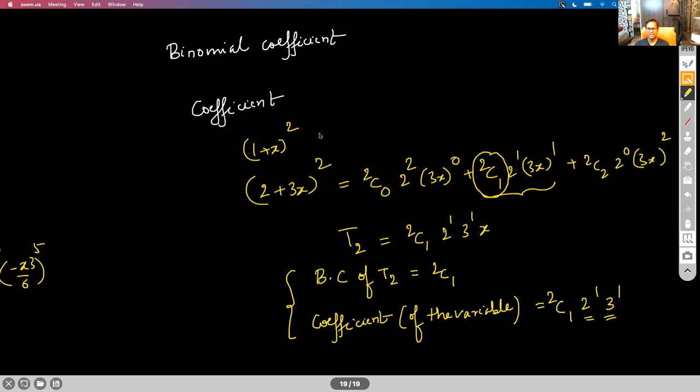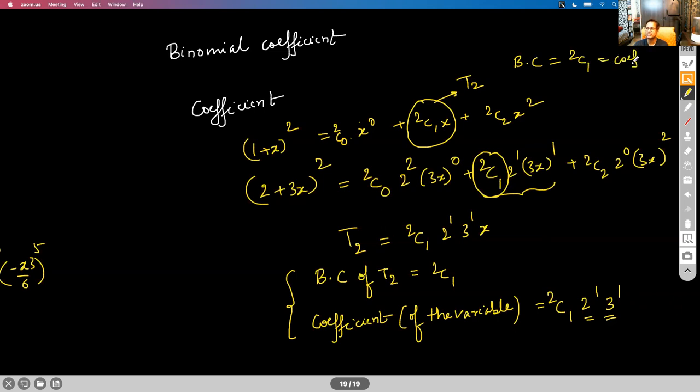Yes, if you have something like this, then you'll only get 2C0, 1 to the power 2, x to the power 0, 2C1. In fact, we don't write it actually like 1 to the power 2. So 2C1, x, then you'll have 2C2, x squared. If somebody asks you what is the binomial coefficient in the second term, this is your term number 2. So here your binomial coefficient will be 2C1 and that will be also your coefficient.